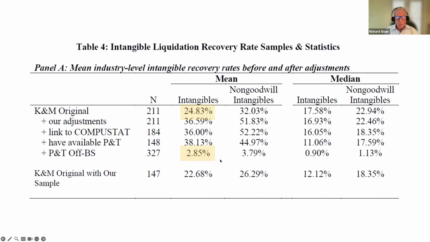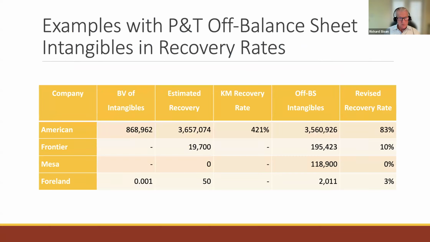Let me get to where we have an issue with this. So what I'm just going to show you here is when we took that 421% recovery rate for American that they used, and then we added in the off-balance sheet intangibles, it went down to 83%. Now, for the other airlines, it went down substantially. And for that Foreland, remember where they had the 5 million%? Once we included the off-balance sheet intangibles, it went down to only 3% because they'd had that odd thing where they'd had just $1 of book value. This still puzzled us. We thought, look, it's gone down a lot, but 83% seems sort of high.